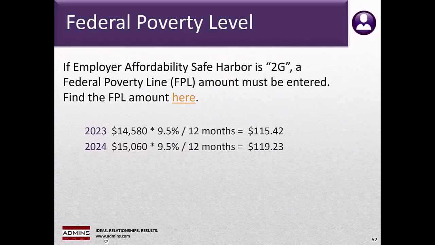Employers whose plan year begins after July 1, 2024 can use the 2024 federal poverty level when calculating the safe harbor. For 2023, it was $14,580 times 9.5% divided by 12 months for a total of $115.42. For 2024, it was $15,060 times 9.5% divided by 12 months equals $119.23.